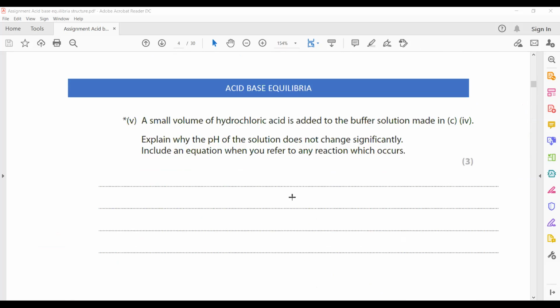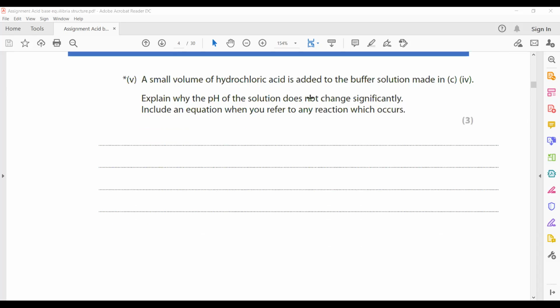A small volume of hydrochloric acid is added to a buffer solution. Explain why the pH of the solution does not change significantly. Include an equation when you refer to any reaction which occurs. So a buffer solution is a solution which resists the change in pH when a small quantity of acid or alkali is added. So how can we conclude this, how can we mention this?